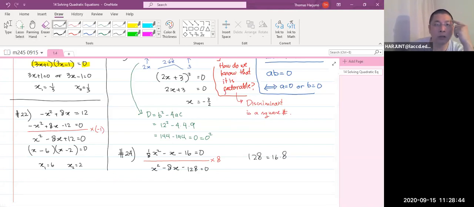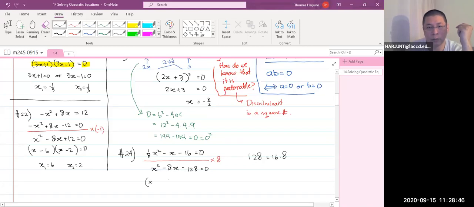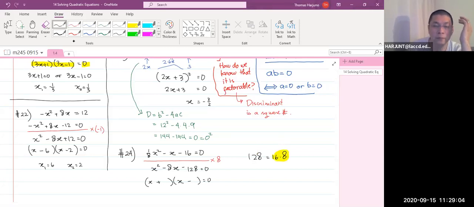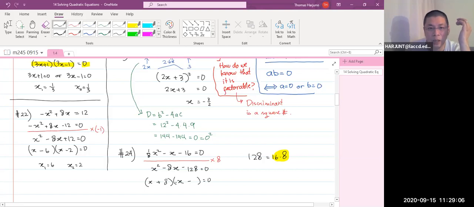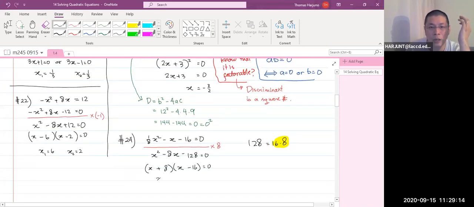Right? So that 128 is 16 times 8. Now, when I try to factor, this must be x times x, plus and minus, right? And what times what is 128, but the difference is 8. Now, it happens to be the numbers we have here, 16 and 8. This is 8, this is 16. So you will get x1 is -8, x2 is 16.